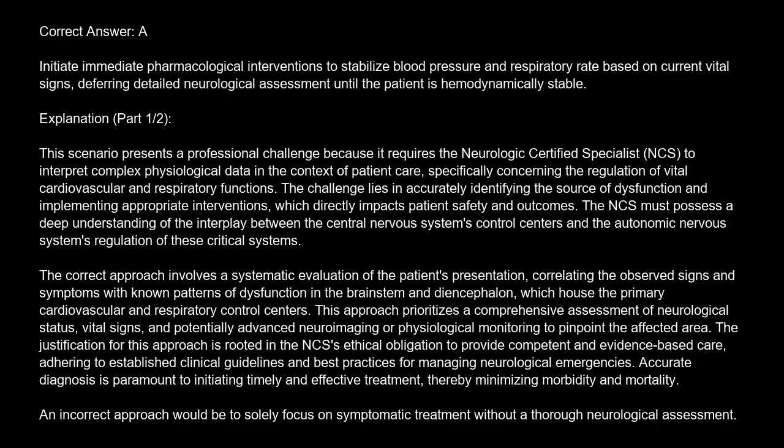The challenge lies in accurately identifying the source of dysfunction and implementing appropriate interventions, which directly impacts patient safety and outcomes. The NCS must possess a deep understanding of the interplay between the central nervous system's control centers and the autonomic nervous system's regulation of these critical systems. The correct approach involves a systematic evaluation of the patient's presentation, correlating the observed signs and symptoms with known patterns of dysfunction in the brainstem and diencephalon, which house the primary cardiovascular and respiratory control centers.